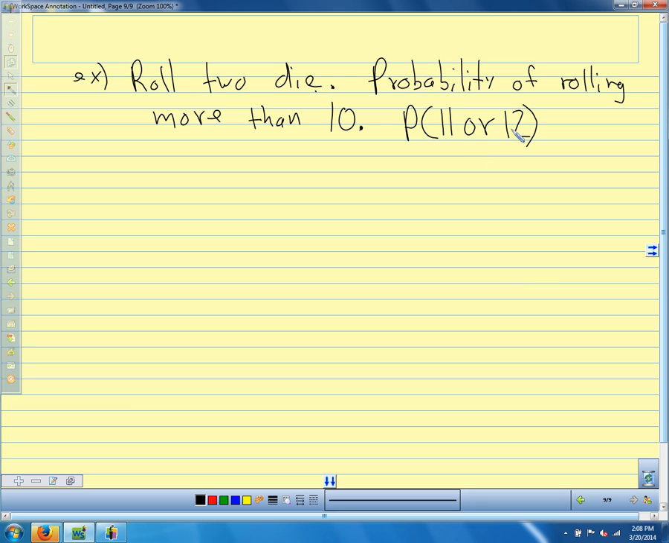Are rolling an 11 and a 12 mutually exclusive? Could we roll an 11 and a 12 at the same time? No. So these are going to be mutually exclusive events. If you figure out how to roll an 11 and a 12 at the same time, you'll probably go to Vegas and make lots of money. So these are mutually exclusive, so we combine their probabilities by adding. So we want the probability of an 11 plus the probability of rolling a 12.